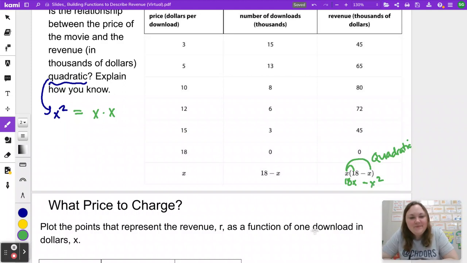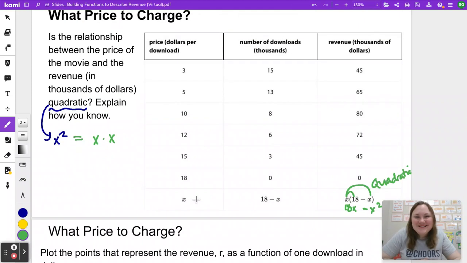And also, this lesson is on representing revenue with quadratic functions. And so we did have a little hint by the title. So thinking about revenue, it's represented with a quadratic.